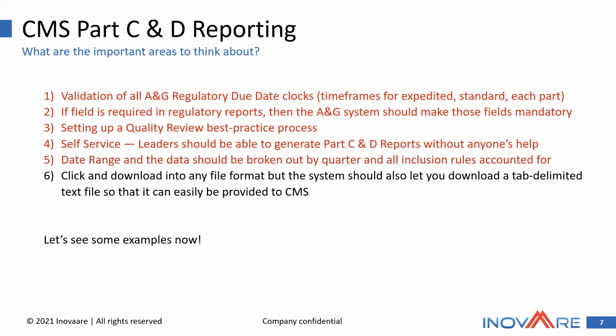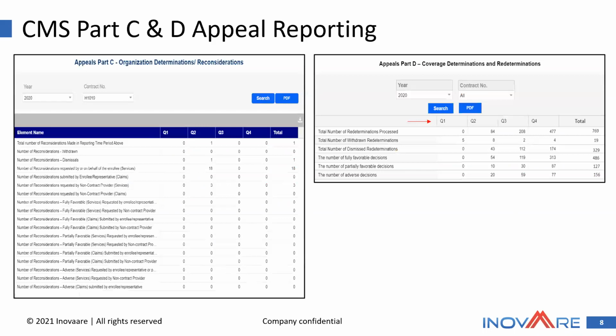We know, for example, that these Part C and D reports are due the first Monday of February. So we want to make sure that everything is set up in place for them to be able to generate that. And then last but not least on this one, we want to be able to click and download this into any file format, but the system should definitely allow you to download into a text file, something like a tab delimited or a comma delimited text file, so that it can easily be sent over to and provided to CMS.